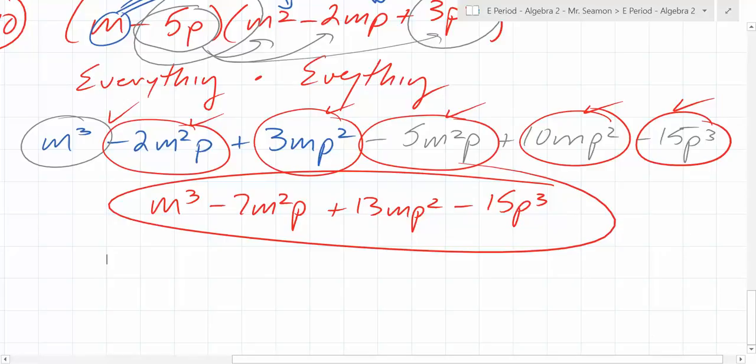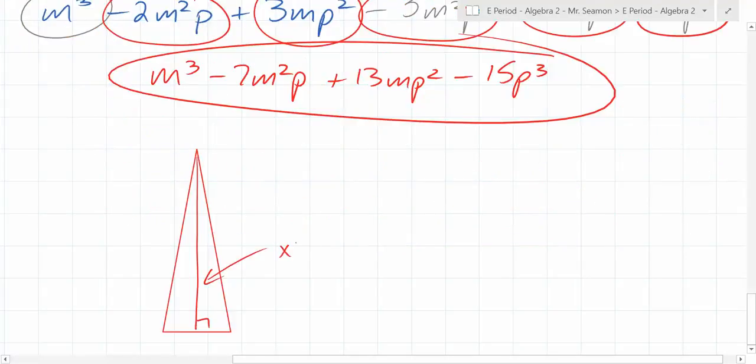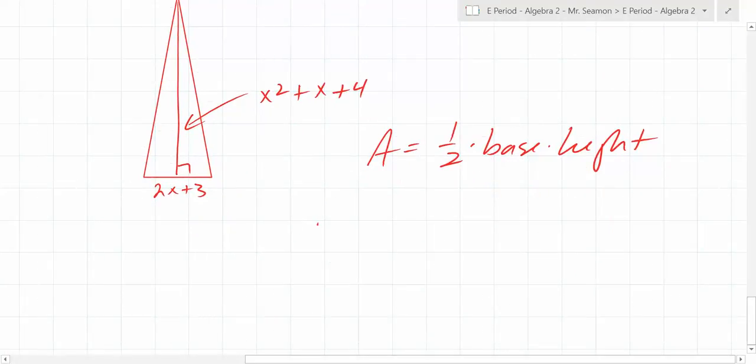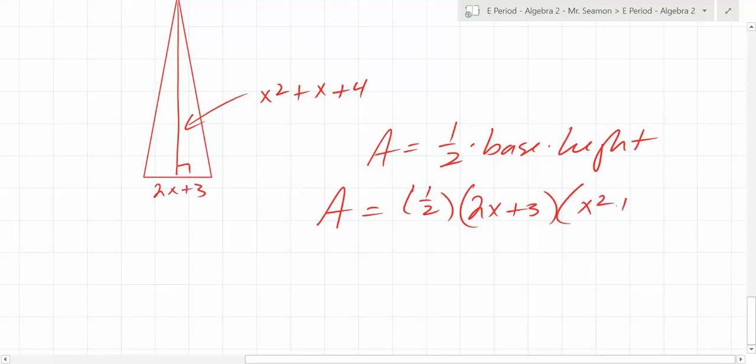Absolutely. This tells you the height is x squared plus x plus 4, and it tells you the base is 2x plus 3. What's the area of a triangle equal to? 1/2 times base times height. Do they give you both of those things? Yep. So the area of the triangle is 1/2, and I'll put it in parentheses, times what's the base? 2x plus 3. What's the height? x squared plus x plus 4. All they want you to do is multiply.